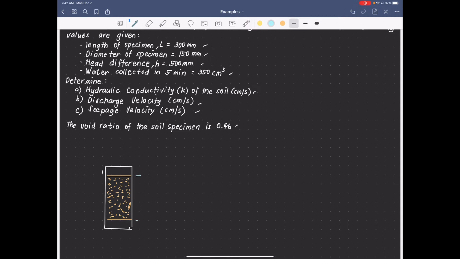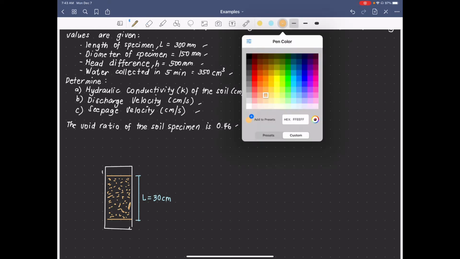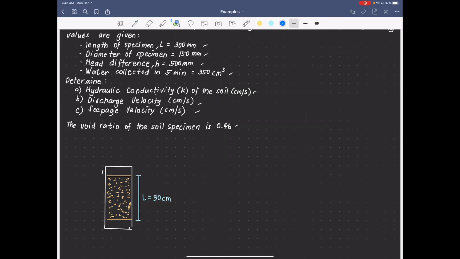Having a length of 300 mm, or say this is 30 cm. Okay, normally prior to the fine sand, we put porous stone on top and at the bottom. Okay, so this is the porous stone. And the diameter of the specimen is 150, so there's no problem with that.